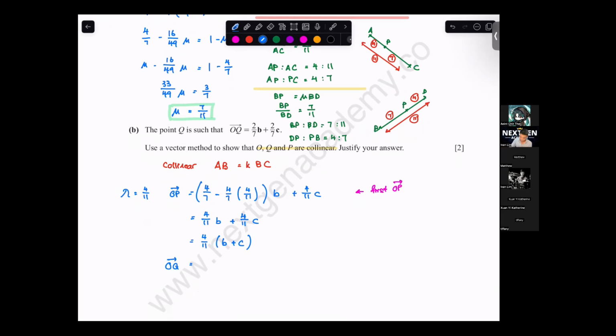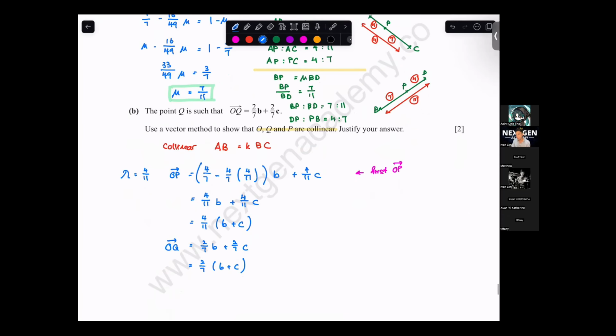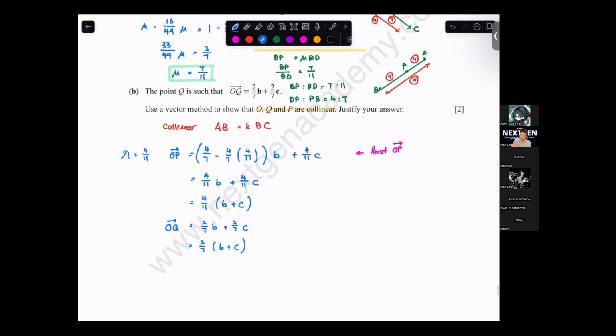So here, what do we get for OQ? OQ is 2 over 7 B plus 2 over 7 C. We can write it like that: 2 over 7 (B plus C). You see, both also have B plus C. So actually, from here we can already say that they are scalar multiples of each other. But if you want to write the full working, this is what I would do.